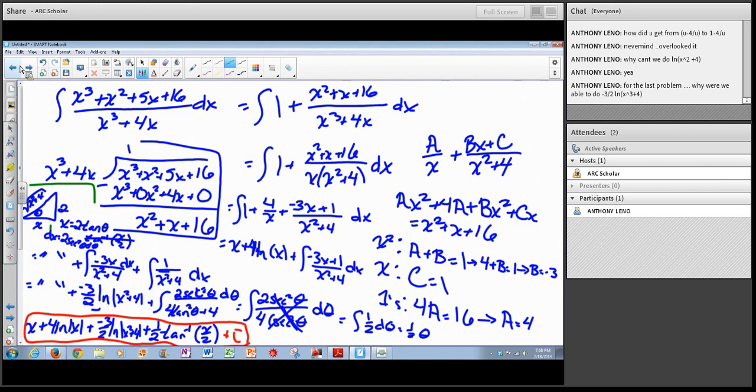Right? And so there we said u equals x squared plus 4. So then du is 2x dx. So if we just have du over 2, that's x dx. So that makes our integral negative 3 du over 2 over u, which is how we get the natural log term. Does that make more sense?